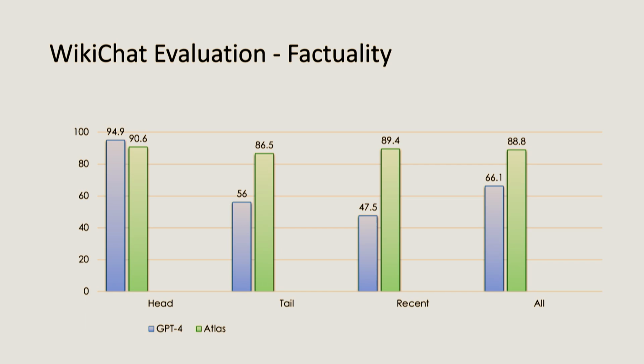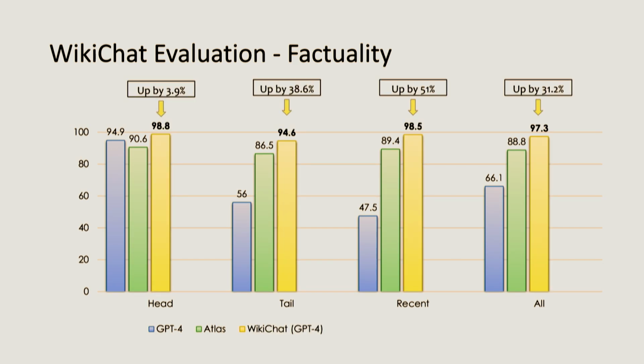So here are the evaluation results on WikiChat. Again, the test is broken down into head topics, tail topics, and recent topics. And as you can see, GPT-4 is really good at head, like 94.9%. But when you get to recent conversations, it goes below 50%. And Atlas is another, at the time, state-of-the-art RAG model, which performs reasonably well, but it still has a bit of a drop. And this is WikiChat based on GPT-4.